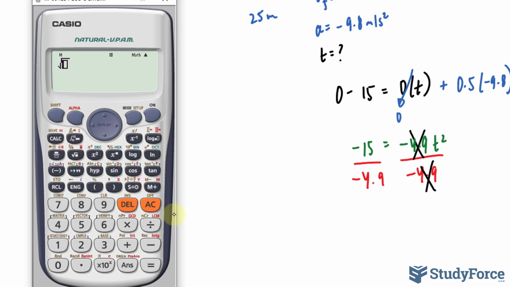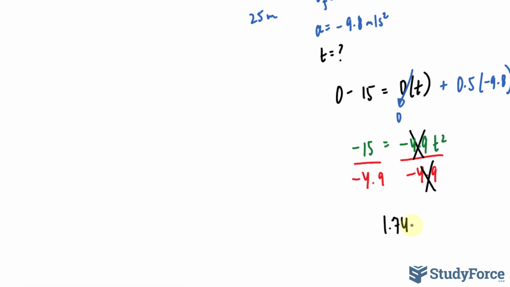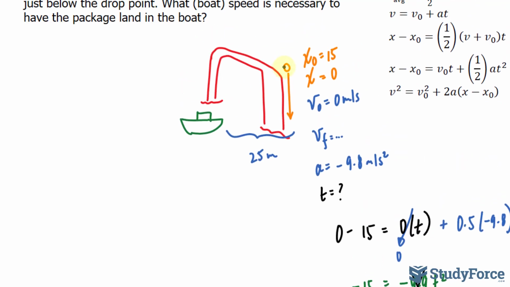We square root both sides to find out what t is, and we get two values for t, one being 1.74 seconds, and the other one being negative 1.74 seconds, which we will not take into consideration. So that is the time it takes for the package to reach 15 meters below from where it was dropped.